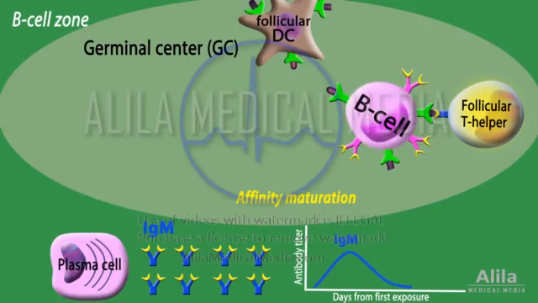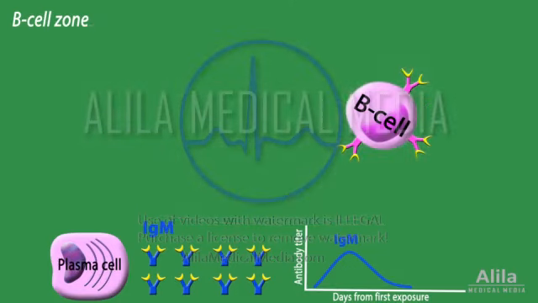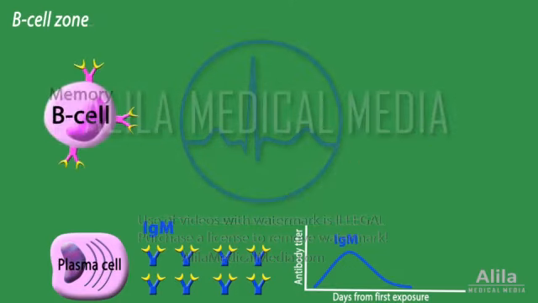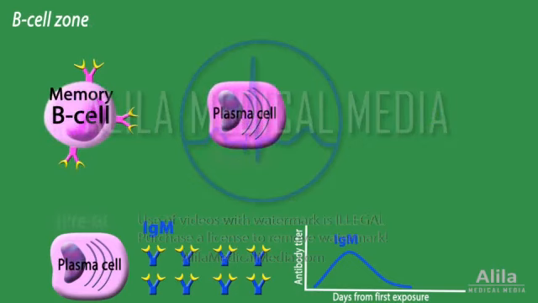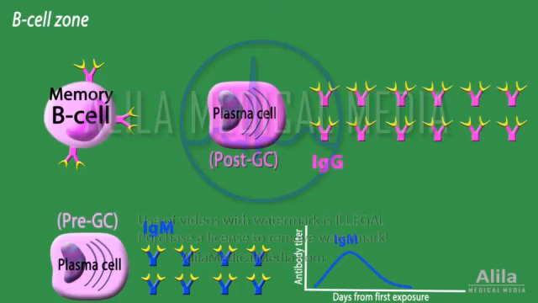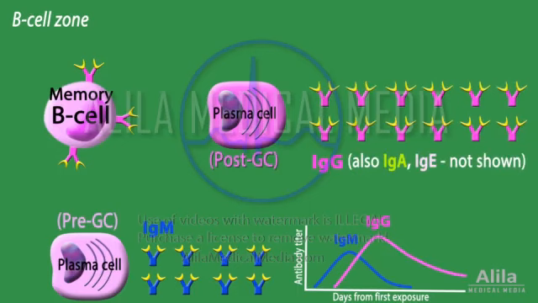B cells with the highest affinity to the antigen win the interaction with T helpers and exit the germinal center. They can either become long-lived memory B cells or differentiate into antibody-producing plasma cells. This second batch of plasma cells produces better antibodies and lives longer than the first batch. They also make antibodies of different classes, which neutralize the pathogen in many different ways.